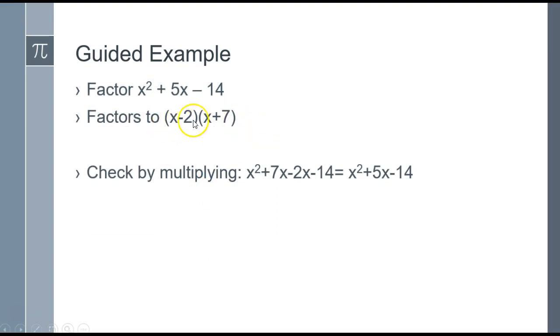Now if I had done x minus 7 times x plus 2, I would have had a negative 5 in the middle, and when I checked my work, if I got a negative 5 in the middle, it would mean I just have to switch my signs. So I check by multiplying, and x minus 2 times x plus 7 does indeed work.